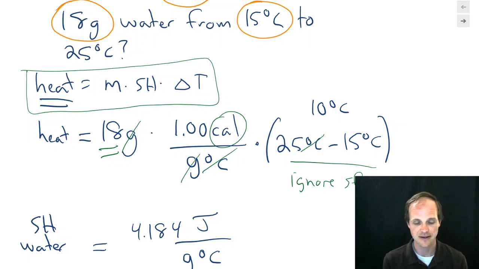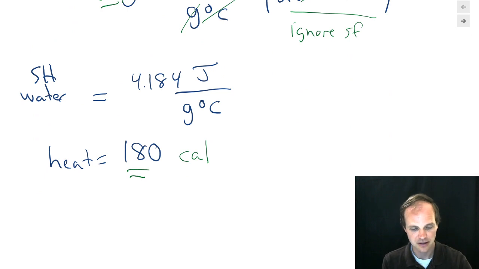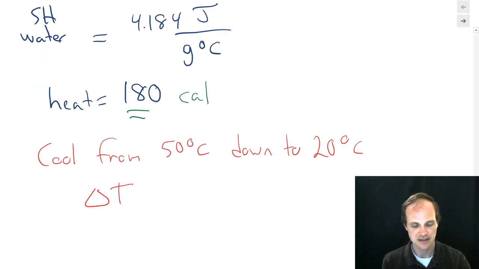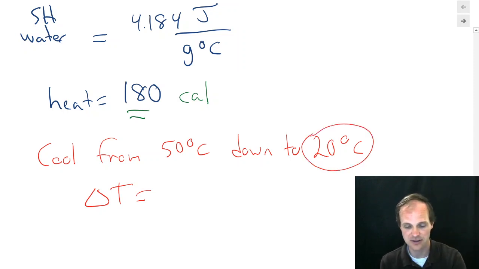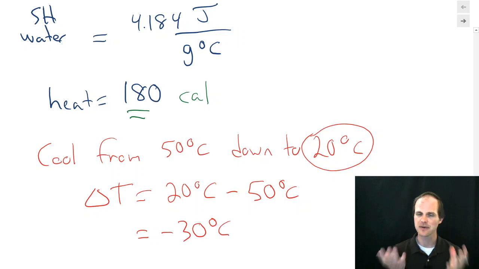One last thing I want to comment on is, what if we cool something from, let's say, 50 degrees Celsius down to 20 degrees Celsius? How would we calculate delta T? Well, delta T is always final minus initial. And here, since we're cooling down to 20 degrees Celsius, that's our final. And then we subtract 50 off of that, and we get minus 30 degrees Celsius. Now, oftentimes people have trouble with that. They're like, you can't have that minus there, that minus temperature.